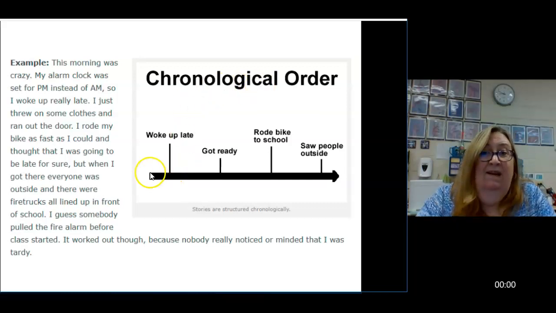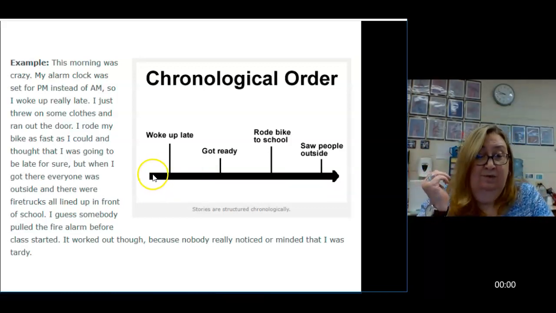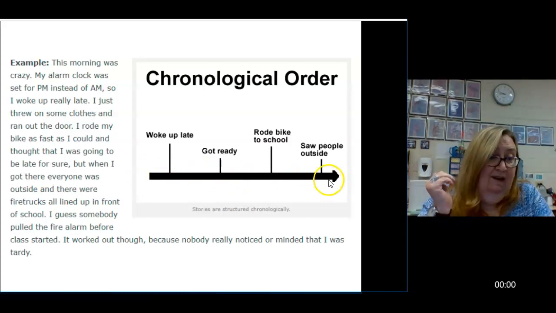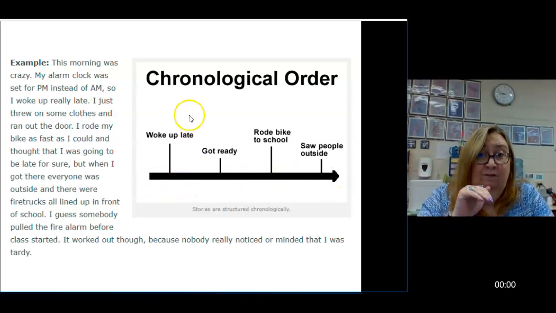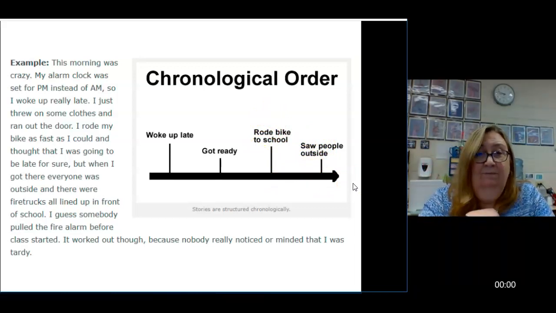So here we have a timeline, and I hear you've been using number lines in math. Timelines work the same way. In number lines, you have the change of numbers. They get bigger or they get smaller. A timeline starts with the time here, and as you move to the right, the time gets later. So first, he woke up late. Then they got ready. Then they rode their bike to school. Then they saw people outside. These are the order that things happened.